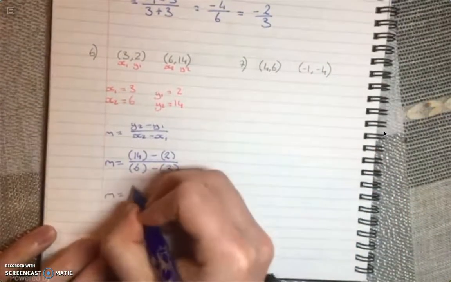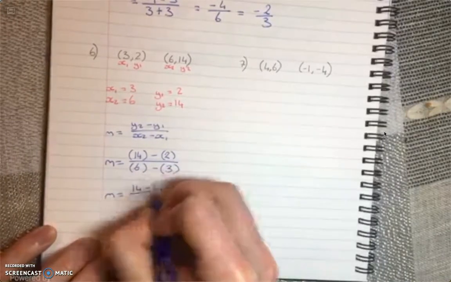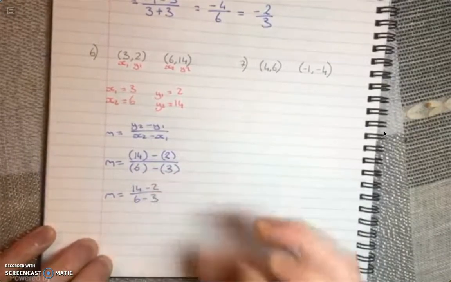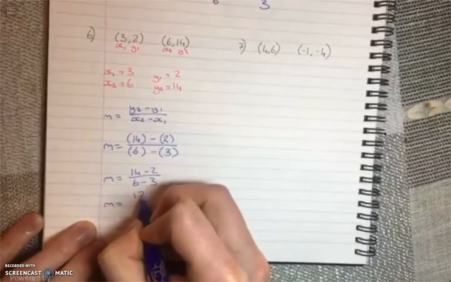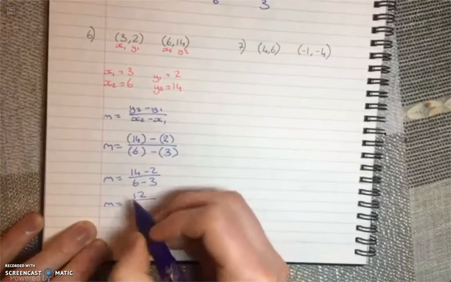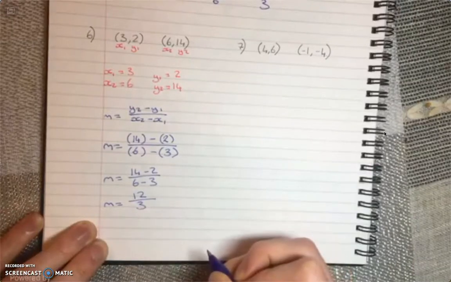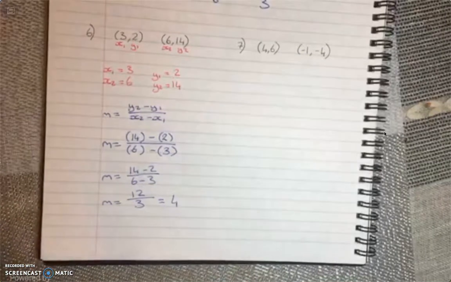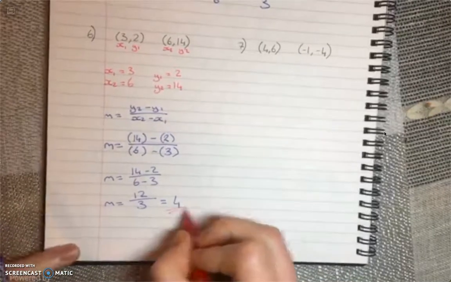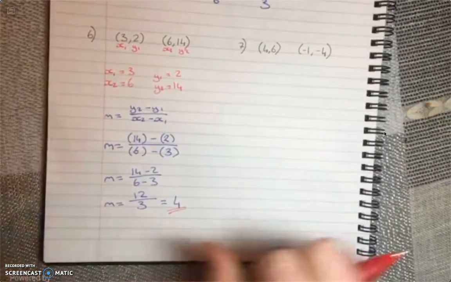So m is equal to 14 minus 2 over 6 minus 3. So m is equal to 14 take away 2 is 12, 6 take away 3 is 3. 12 divided by 3 gives me 4. And that's my final answer there. And now we'll do the same with 7.